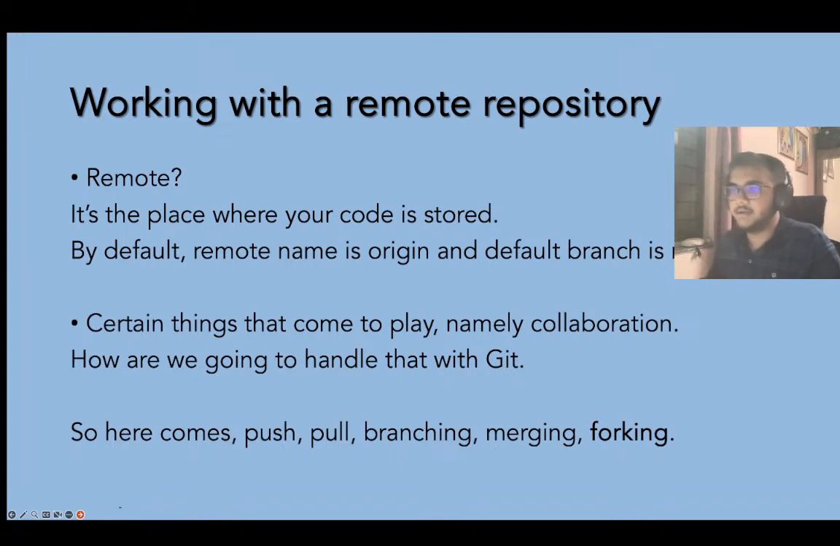So something that comes into play is when people collaborate on different things, and they can do it using Git on GitHub. That's how people collaborate. And so here come some basic commands: push, pull, branching, merging, and forking.